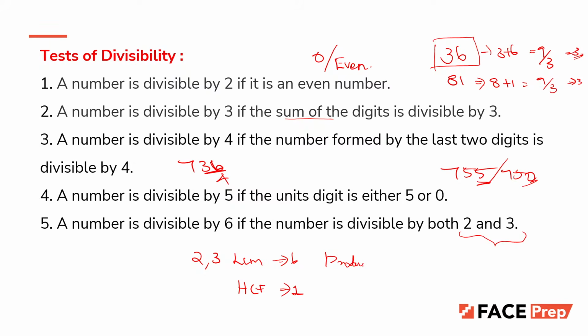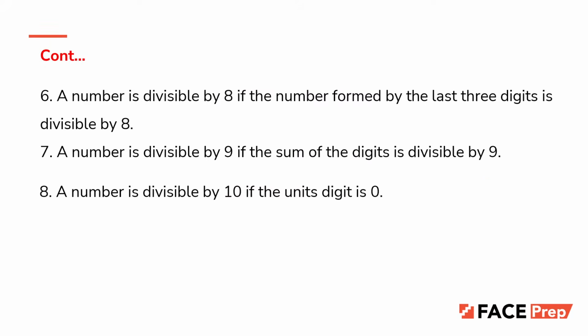I'll get the product of the terms. If I'm checking the HCF, it will always be 1. So I identify whether the number is a co-prime number or not. So now let's go with the next number.